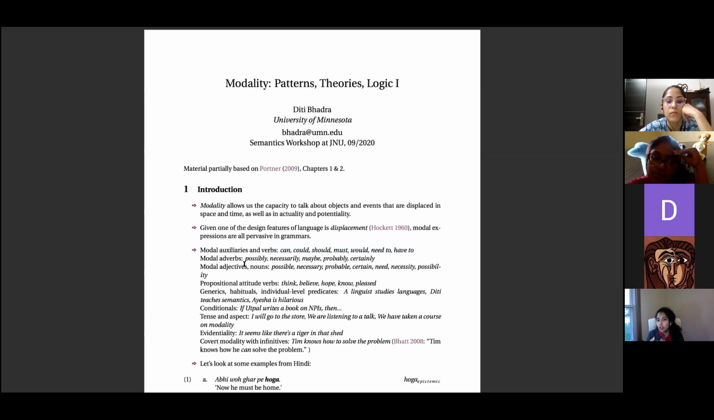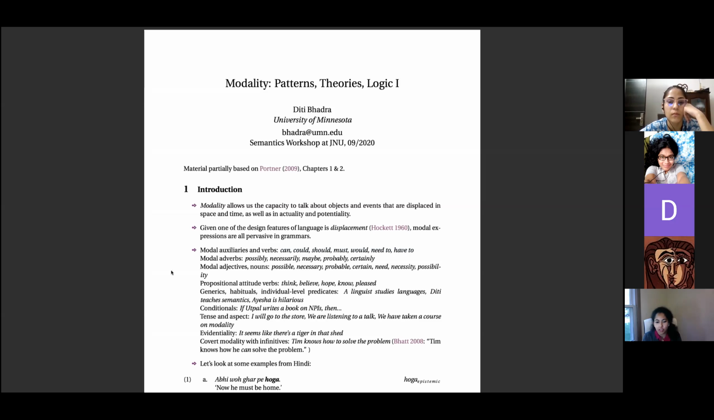I just wanted to say, if you have pressing questions, please feel free to ask me while I'm talking. Propositional attitude verbs: starting from Hintikka in 1969, there's a prominent school of thought saying that these are modals also. Now there's a lot of work disagreeing with Hintikka, but this was the classical understanding. So think, believe, hope, know, please, these all have some sort of modal quantification over worlds. That was the idea.